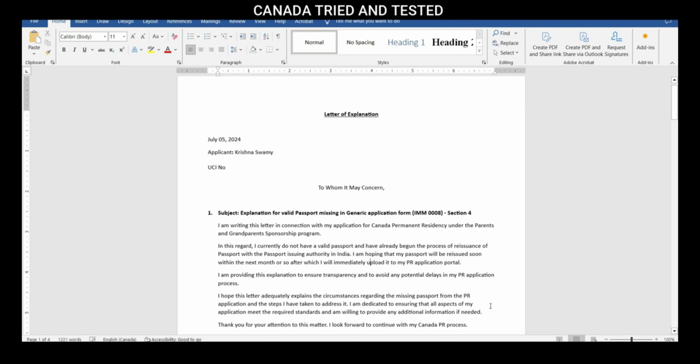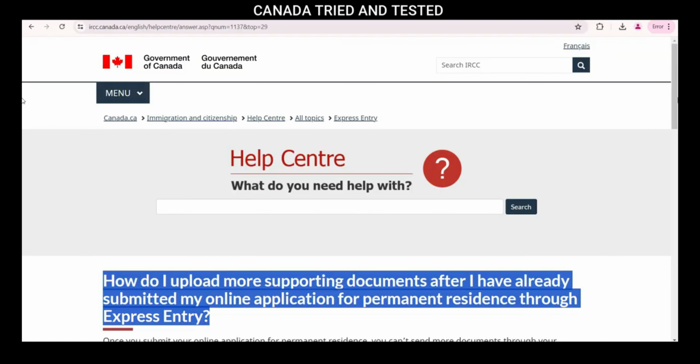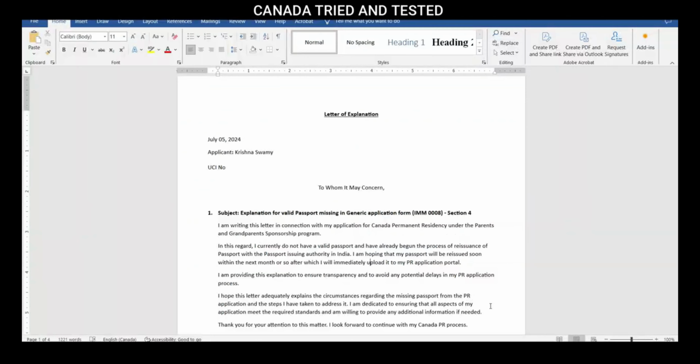So this was the letter of explanation which was given, and as you see here, as soon as the passport is available, it will be handed over to IRCC. And as I said, in India the passport process is very streamlined nowadays. Within 10 to 15 days the passport was in hand, and using the web form the passport was uploaded. And till date there has not been any concern, any flag from IRCC. So this is the update.